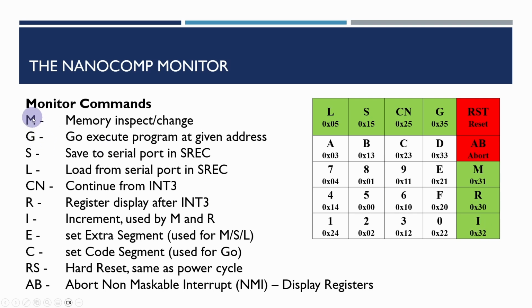Now, I had to extend the monitor a little bit because the 8086 and 8088 can address up to 1 megabyte of memory, but it only has 16 bits, which is 64K. So the 8086 has a segmented memory model, and what I found I needed was a couple of extra commands to be able to set the extra segment. The extra segment is generally used for accessing the memory and for saving and loading, and then the code segment is used to set the higher part of the address used for the go command.